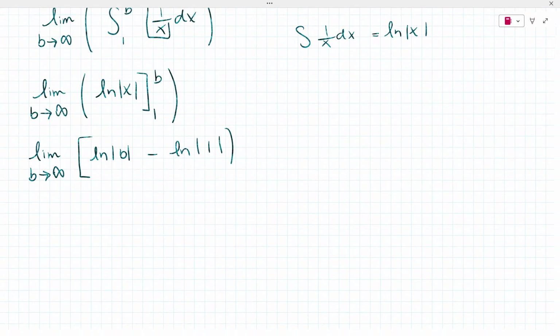So we're going to write it out as two separate integrals, where the limit as b goes to infinity.